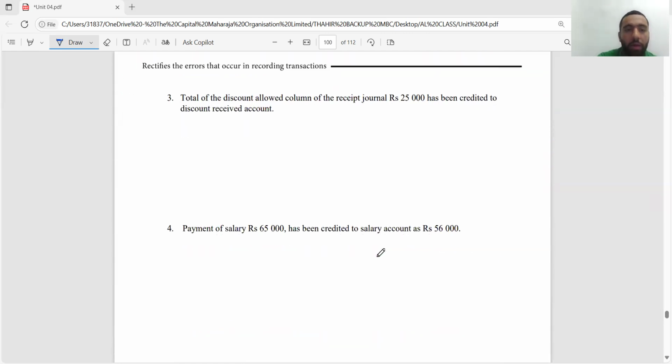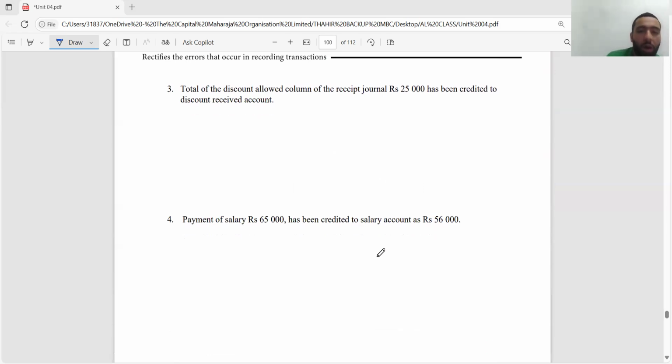Right. Okay. Next one. Total of discount allowed column of receipt journal 25,000 has been credited to discount received account. Total of discount allowed is credited to discount received. ඉස්සෙල්ලා අපි දාමු මොනවද කරලා තියෙන්නේ කියලා මේගොල්ලෝ. First step is to identify what they have done. What is the first step? To identify what they have done.